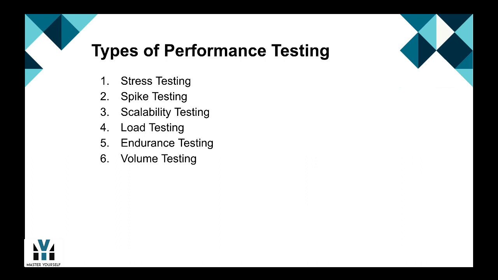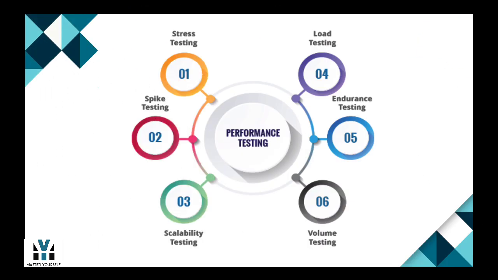Types of performance testing. There are 6 types of performance testing. First, stress testing. Second, spike testing. Third, scalability testing. Fourth, load testing. Fifth, endurance testing. And sixth, volume testing. This is the diagram of types of performance testing.